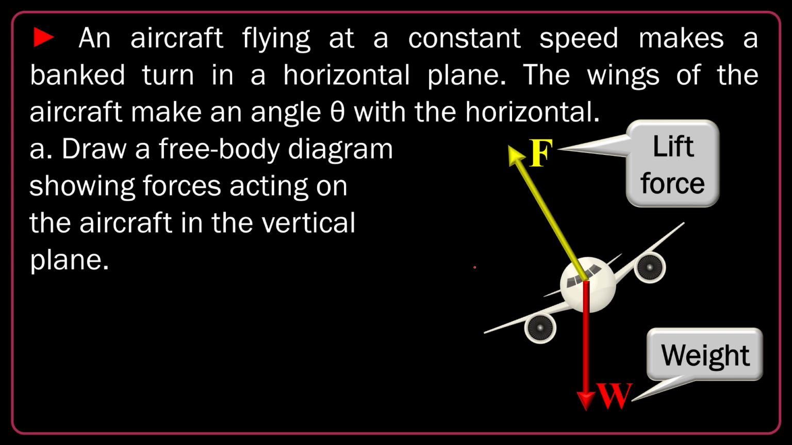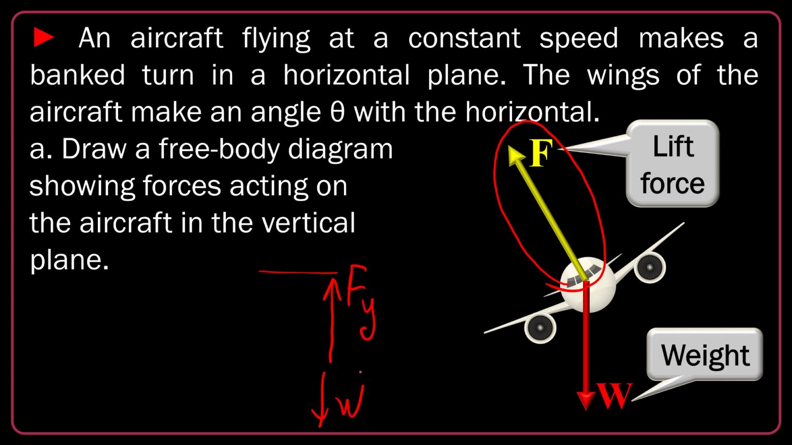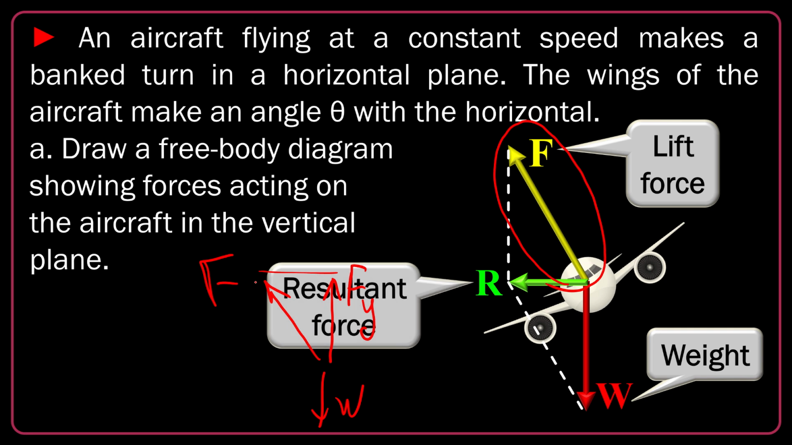But it's also very important that you should show that F, the lift force, is slightly larger than W. The reason is that a component of F, the vertical component of F, let's say Fy, can cancel the W. So F must be larger than W to supply this vertical canceling component. Okay, this is the resultant force. It's not necessary in the free body diagram. I'm just showing the resultant force here. This is the resultant force of F and W.